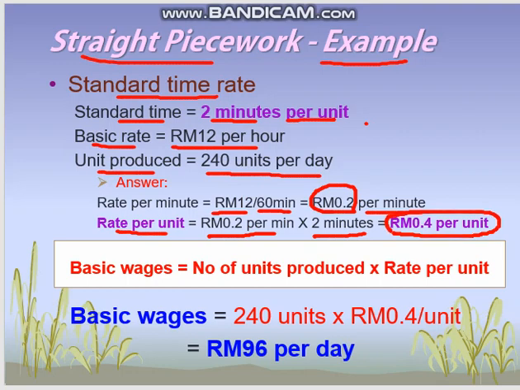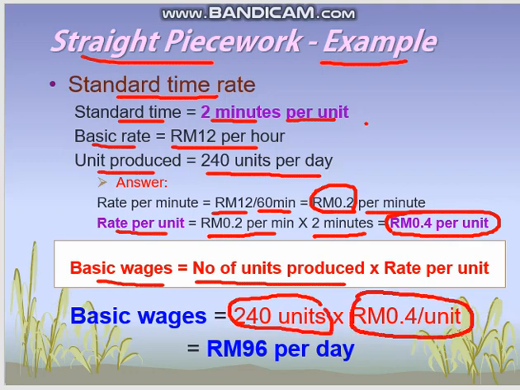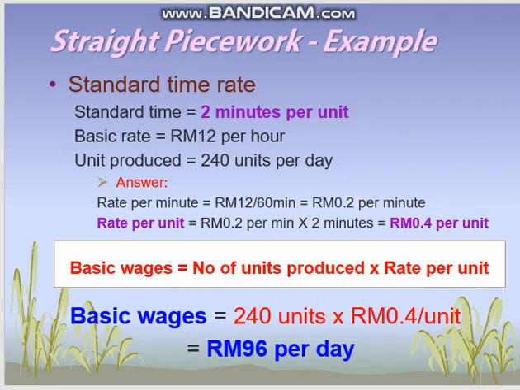So how do we calculate the basic wages? We take the number of units produced, which is 240 just now, and multiply by the rate per unit, which is 40 cents. Because in this question, they did not give you exactly how much you have to pay for 1 unit, you have to calculate it on your own using the rate per minute. Alright, now we move on to the other one.